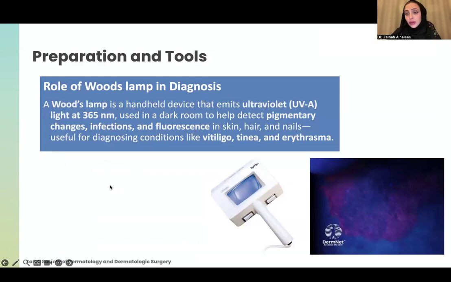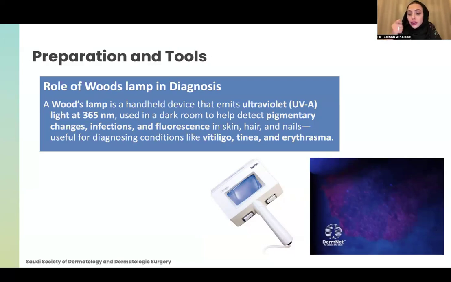What is the Wood's lamp? A Wood's lamp is another handheld device that we can use in clinic. Basically, it's a device that emits ultraviolet A radiation at the wavelength of 365 nanometers. So you need to put the patient in a dark room, and this can help us detect either pigmentary changes or infectious changes.